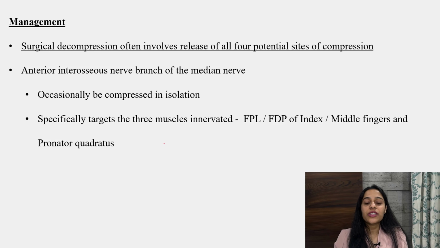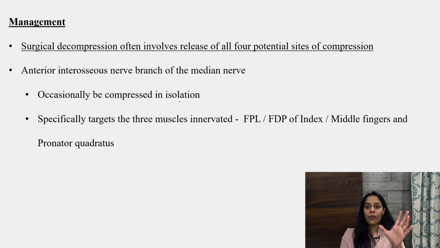Again, the management is surgical decompression. You have to release all the 4 potential sites of compression, as I said, between the FDS, the pronator teres, the ligament of Struthers, and finally the bicipital aponeurosis. The anterior interosseous nerve can also get compressed in isolation. It is a branch of the median nerve, as I showed you. It specifically targets only 3 muscles: FPL, FDP of index and middle finger, and pronator quadratus.